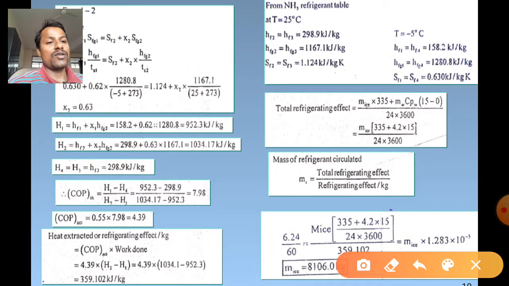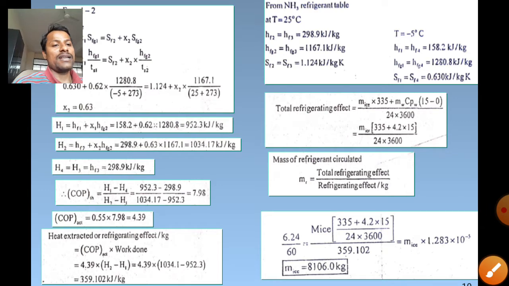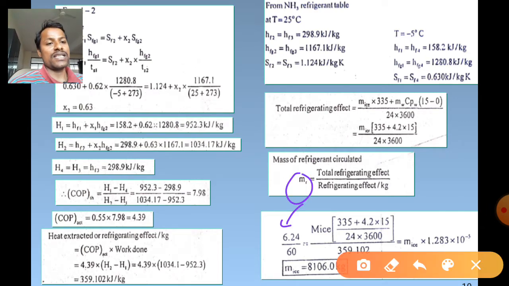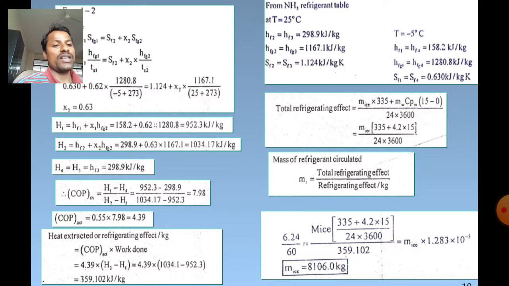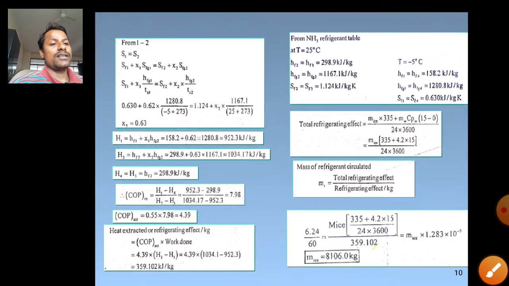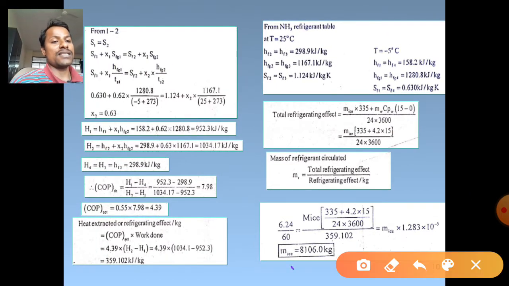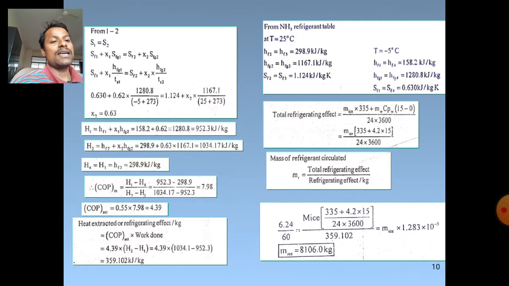So this is the total refrigeration effect that we have calculated in the previous step, and again we have the mass flow rate of refrigerant as 6.24 kg per minute divided by 60. Finally, if I operate the calculator, I will be able to get the mass of ice produced as 8106 kg.